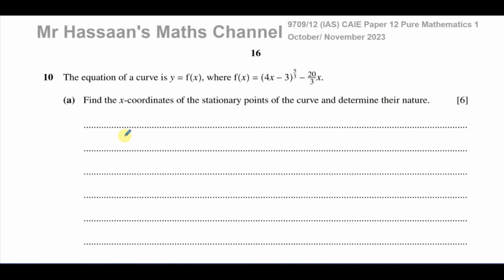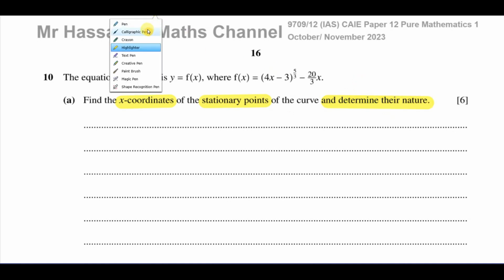Okay, so first of all, we need to understand what we mean by stationary points. We have to understand that we only want the x-coordinates, and that there's another part of the question where it says, and determine their nature. Many people skim read or don't actually read the whole question, so you have to be very careful that you answer the whole question. First, work out what you are supposed to do: find the x-coordinates only of the stationary points and then determine their nature.